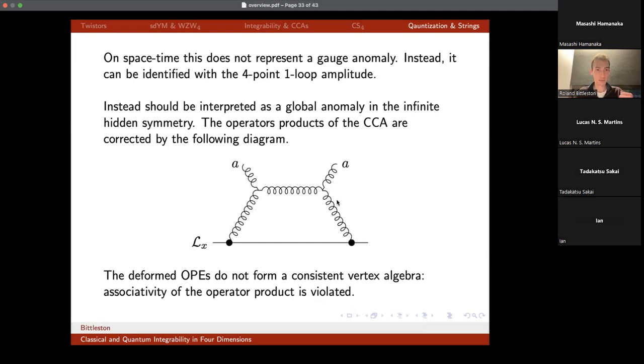Well, now there's a new diagram that can contribute, which takes the following form. And this deforms the operator products, and one can check that it just doesn't define a consistent vertex algebra. The associativity of the operator product is violated. I'm not going to write down what those deformed operator products are because they're a little bit complicated. I'll be a little bit more explicit about that tomorrow in the context of gravity.